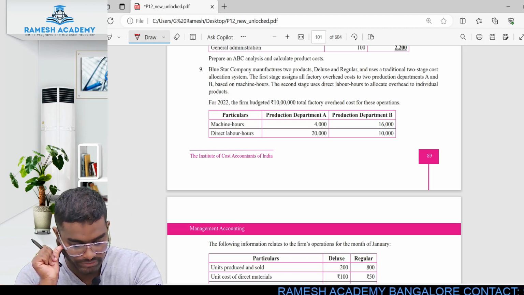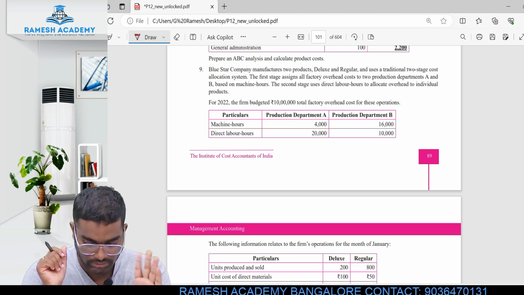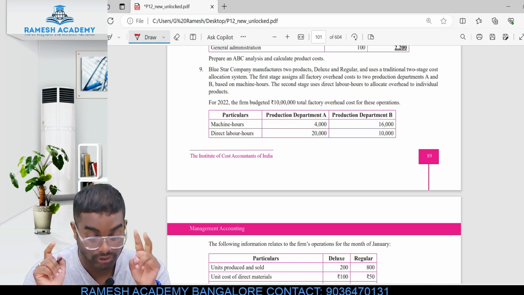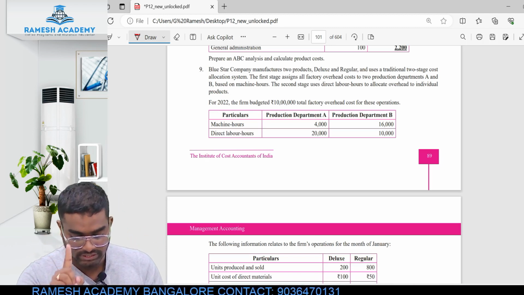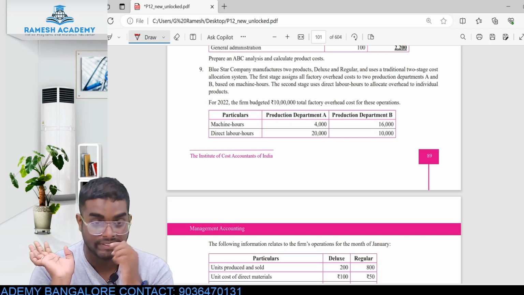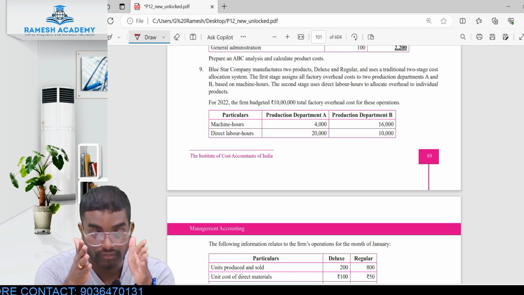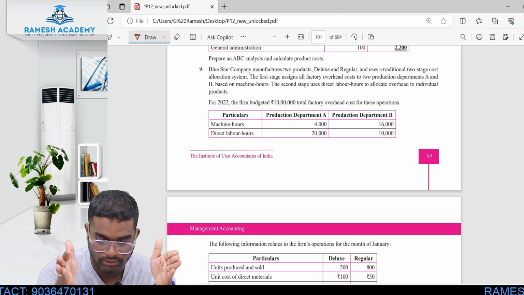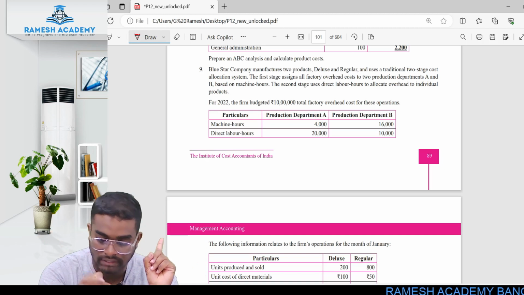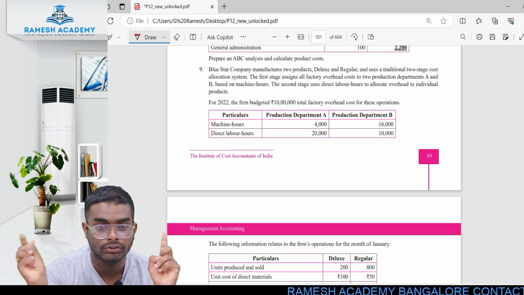Blue Star manufactures two products, deluxe and regular, and uses a two-stage cost allocation system. Very important, they're using two-stage cost allocation. The first stage assigns all the factory overhead to two production departments, A and B. So the total production overhead will first be distributed to two departments, A and B. That is the first stage allocation. Then in the second stage, it uses direct labor hours to allocate the overhead to individual products.